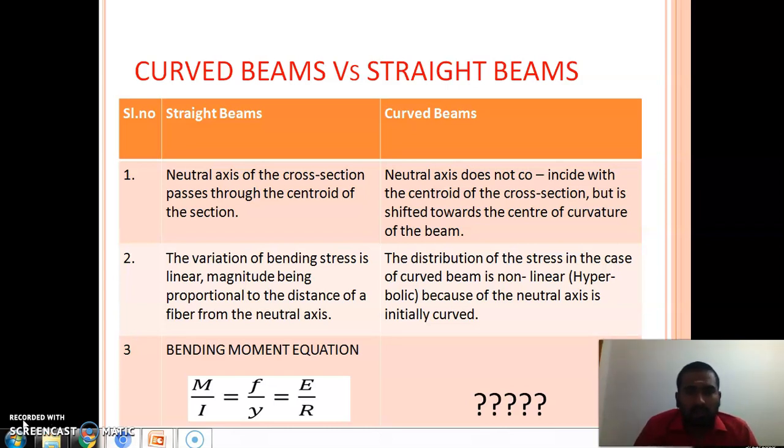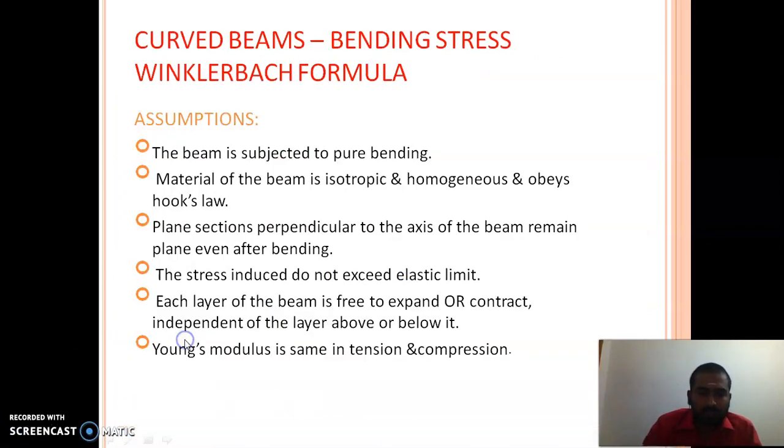So, in brief, in straight beams the neutral axis coincides with the centroid of the cross section, whereas in curved beams it doesn't coincide. Secondly, the variation of bending stress is linear in straight beams, whereas in curved beams it is non-linear, hyperbolic. Finally, we know the bending equation for straight beams. So, what is the equation for curved beams to calculate bending stresses? These are the things we will be seeing in this video lecture.